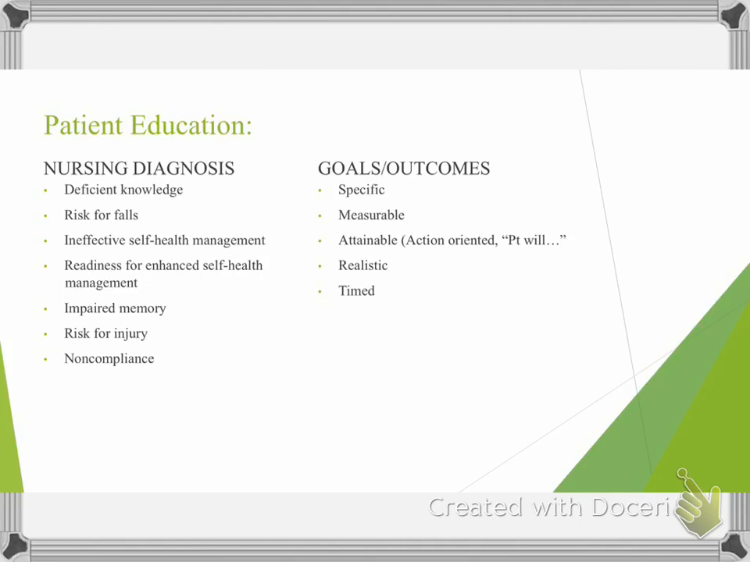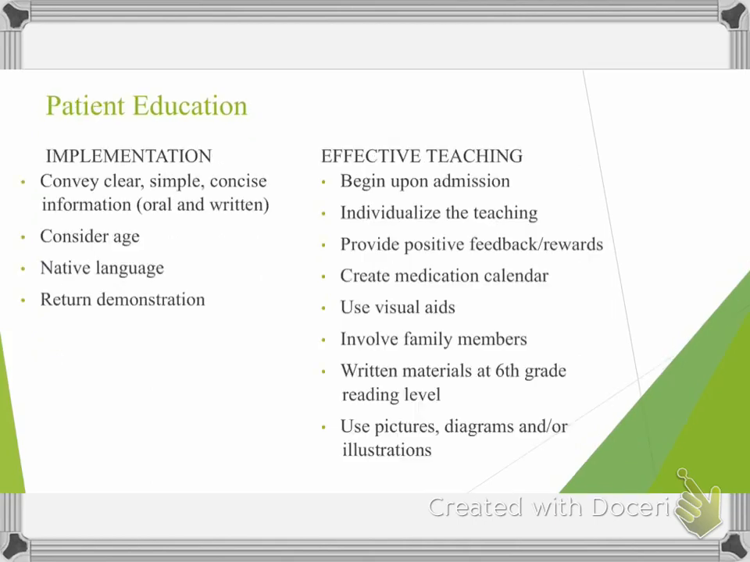Goals and outcomes. They should be specific, measurable, attainable, realistic, and timed. This is straight from your care plan instructions. Implementation. You should convey clear, simple, concise information. It should be oral and written so they have something to refer to later. Consider their age and developmental level, especially if they're kids. Native language should be a credentialed interpreter. You should offer return demonstrations so that you can see that they do know what you're talking about.